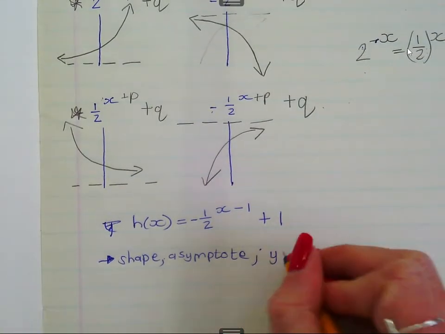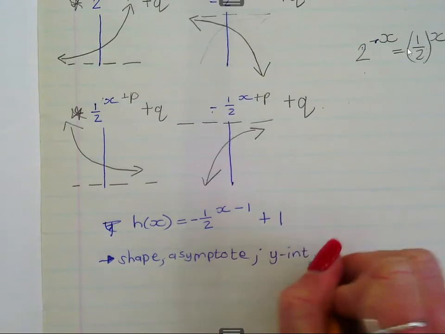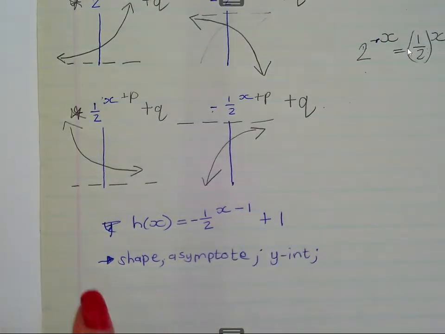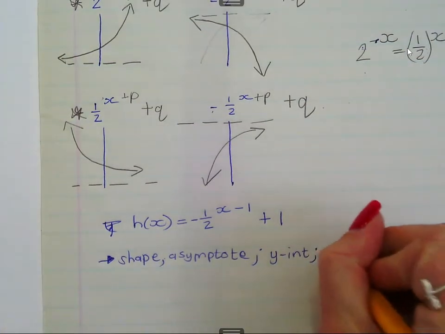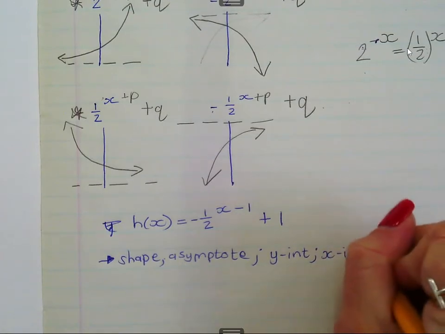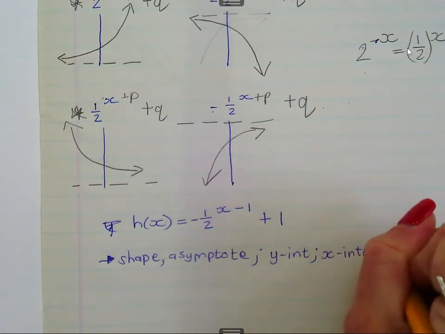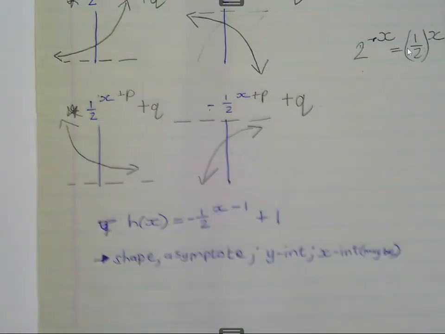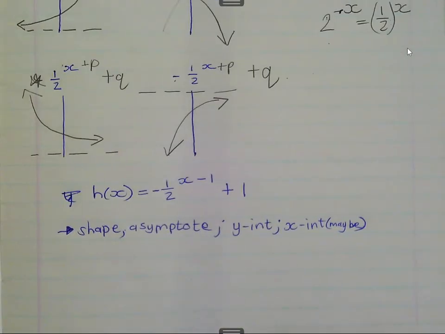The next one is the Y-intercept. Do you remember yesterday I said it will always have a Y-intercept, but it might not have an X-intercept? So you put in X-intercept, but in brackets, maybe. You will understand why I'm saying maybe. And this one doesn't have an axis of symmetry. It's not somewhere that I can cut that graph where the top and the bottom or the left and the right will be the same.